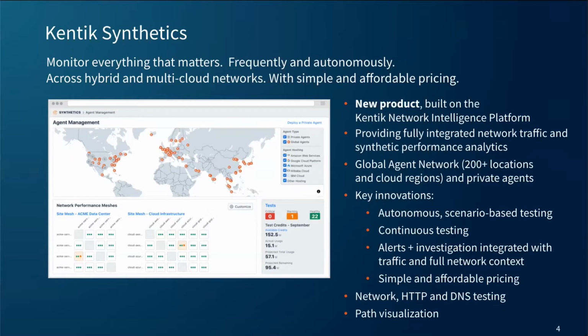So that's one of our key innovations, and we refer to it as autonomous scenario-based testing. And then the other one is, given that we've been in the business of ingesting large amounts of flow data, billions and billions of records on an hourly basis, we figured that synthetic data is relatively smaller in terms of its scale and size, and so our platform is uniquely positioned to be able to ingest and run synthetic tests at a very, very high rate, as fast as every second. And so that's where the continuous testing differentiator comes in.